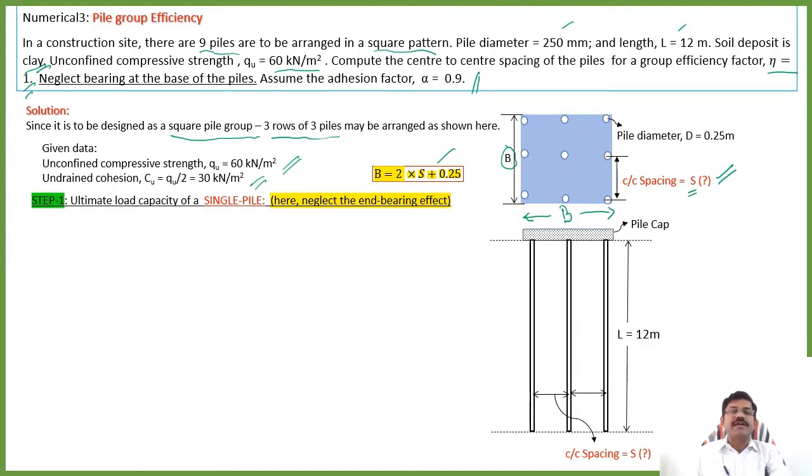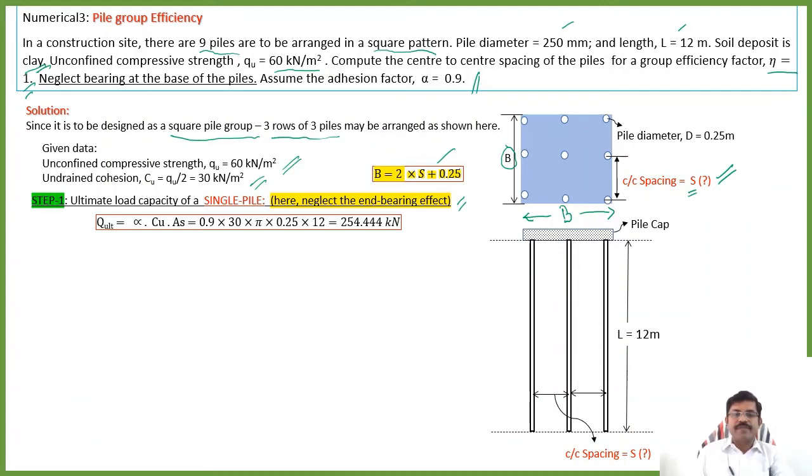Step 1 is to find the ultimate load carrying capacity of the single pile. It is given in the question to neglect the end bearing effect because it is clay soil. So end bearing is not considered, only the frictional forces acting at the pile soil interface. The expression for the ultimate capacity of a single pile excluding end bearing is alpha times Cu times As, where As is the surface area of the pile. It is calculated using As equal to pi times diameter of the pile times length of the pile. So 254.44 kilonewton is the ultimate load carrying capacity of the single pile.